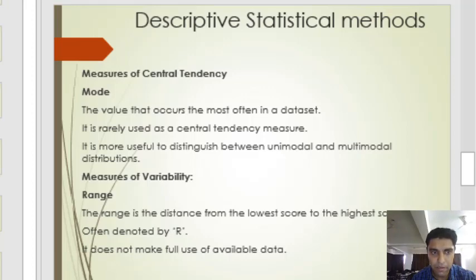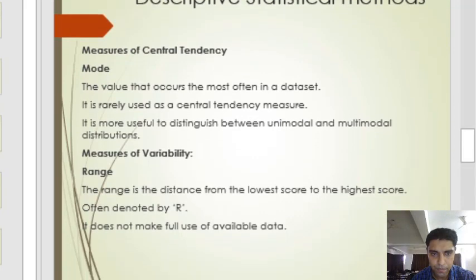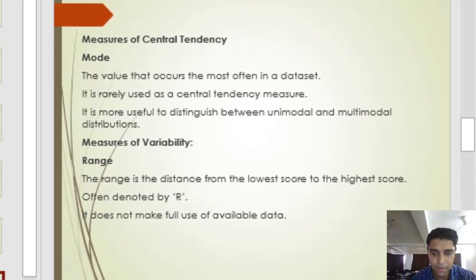Next is about the measures of variability. Here we will see what the range is. The range is the distance from the lowest score to the highest score. So range is the difference between the lowest score and the highest score, often denoted by R. It does not make full use of available data.